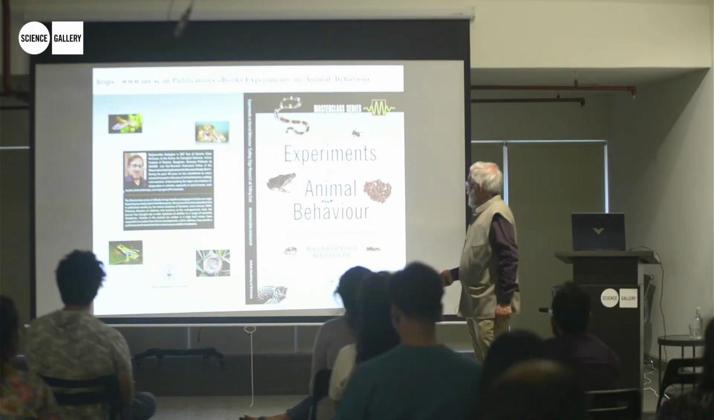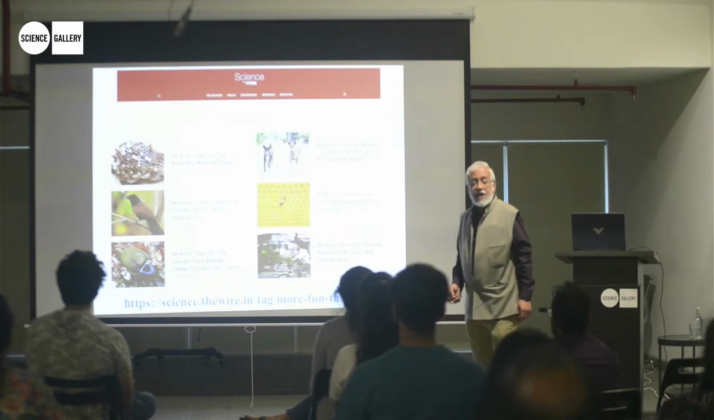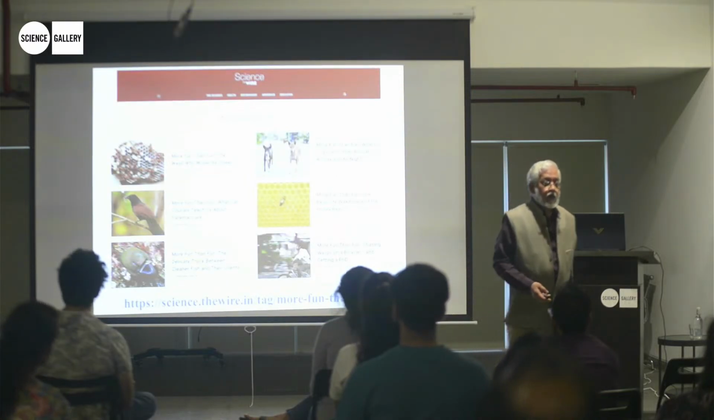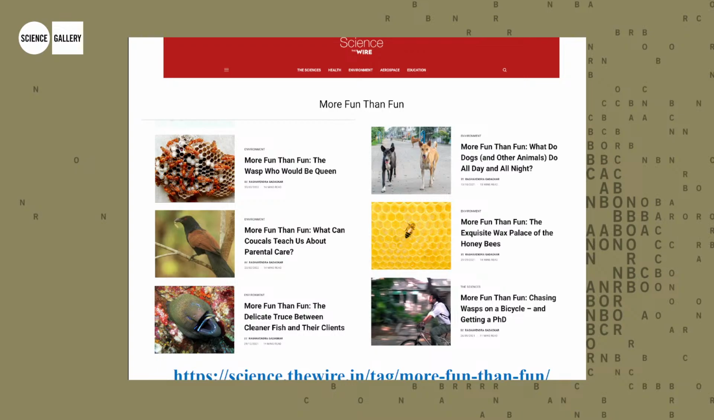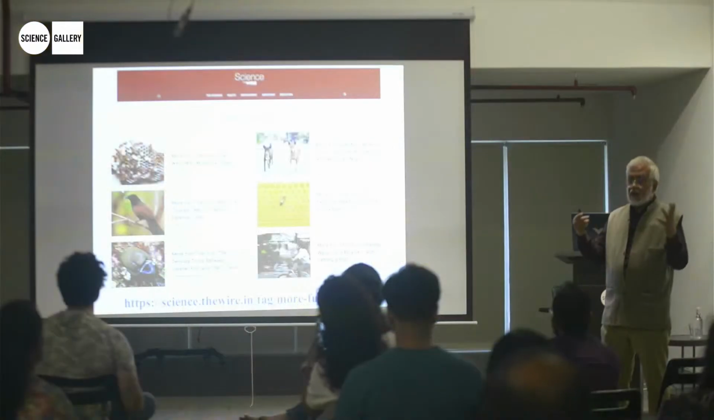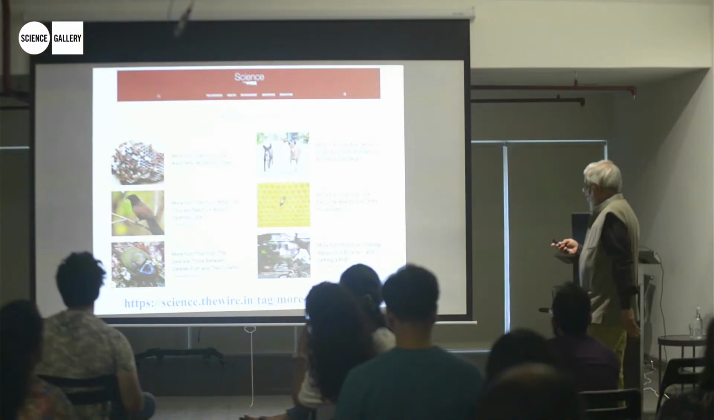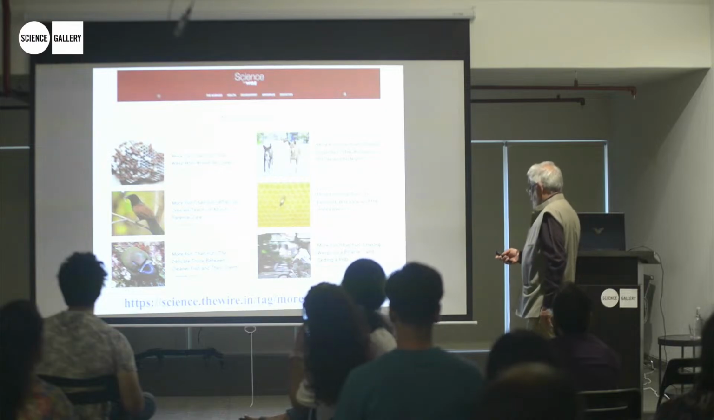I also write a column which I would like you to see if you have time. And I just want you to notice the title. I have called it More Fun Than Fun. So science should be fun. You should enjoy doing it, then you are highly motivated to do it. There is this website at which you can find all of this. So far I have written 41 articles, but I'll keep writing. This is about all kinds of things about ecology, evolution, but understandable to many people.